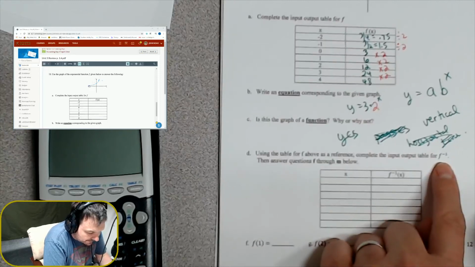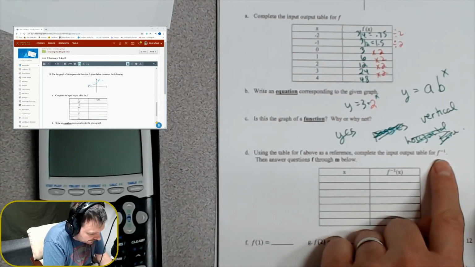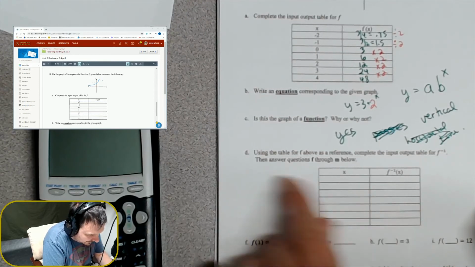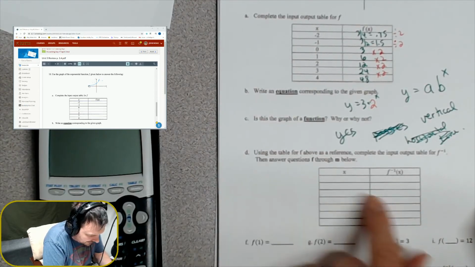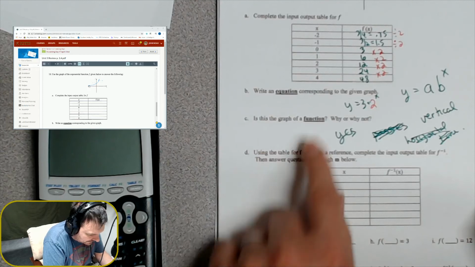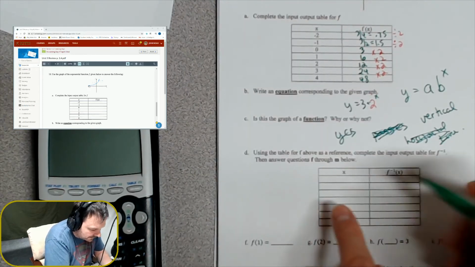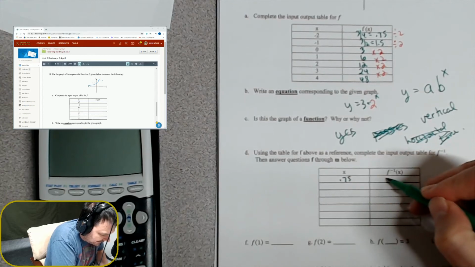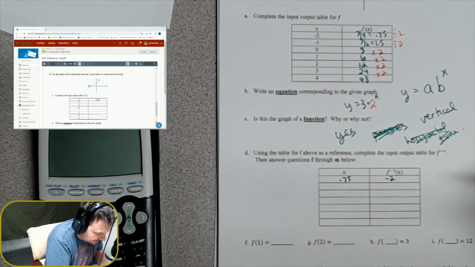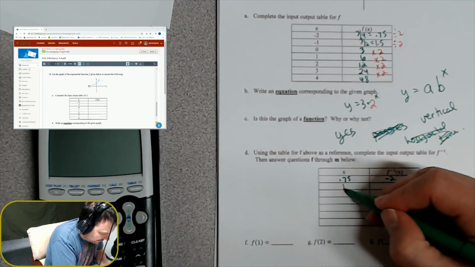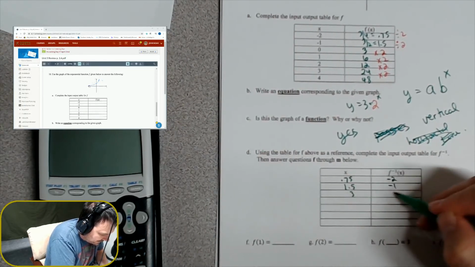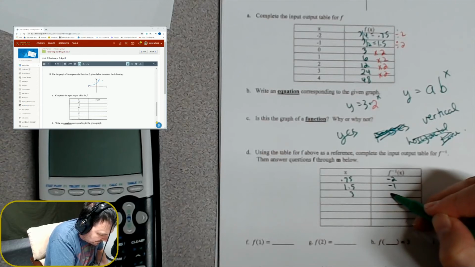Because let's review inverses here. Inverses, what's the rule in inverses? The x's and y's switch. Okay, x's and y's switch. Use the table for f to find the inverse. So at 0.75, we get -2. You see, I switched the x's and y's. At 1.5, we get -1. At 3, we get 0. You see what I mean? How the x and y switch.